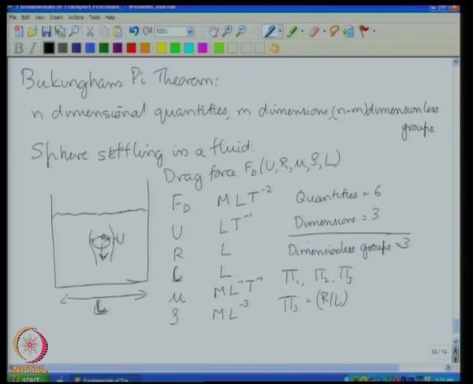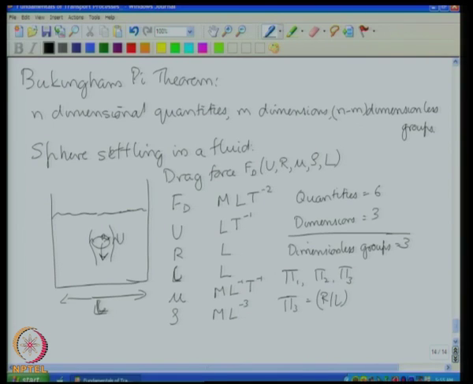Now, once pi 3 has been defined with respect to r and L, it is sufficient for me to include just one length scale in all subsequent calculations. I do not have to consider r and L separately, because I already have a dimensionless group which contains the ratio of these 2. So, it is sufficient to work with just one of these. So, what are the other dimensionless groups?